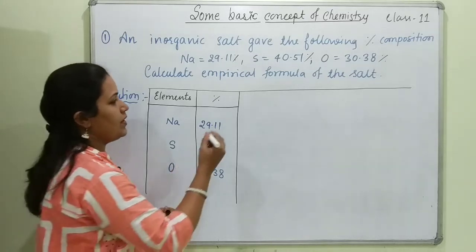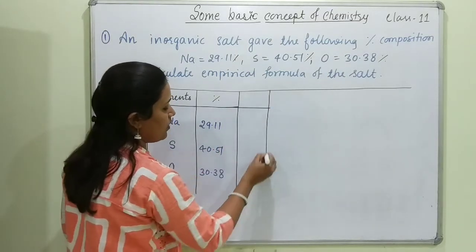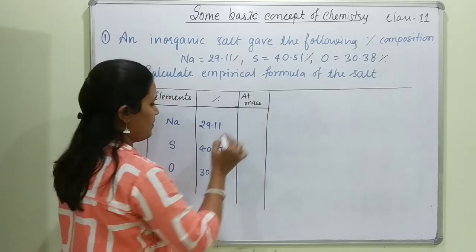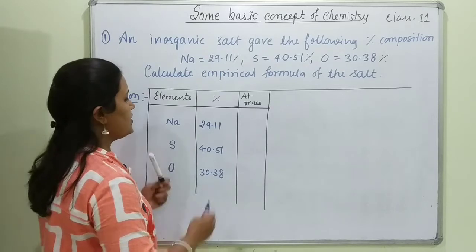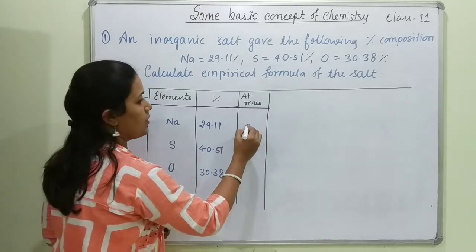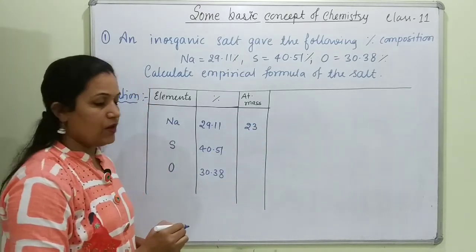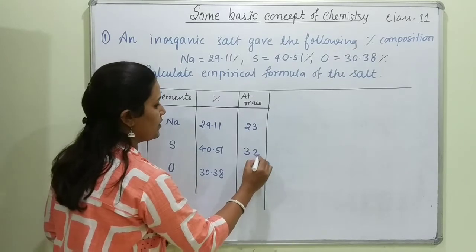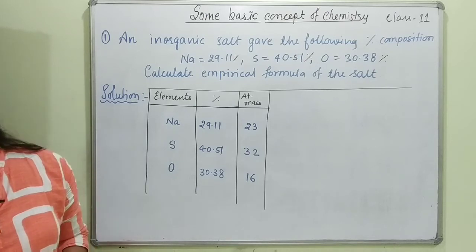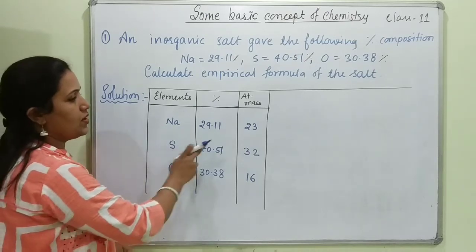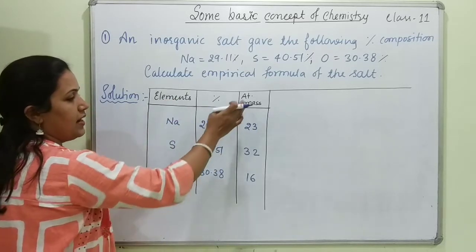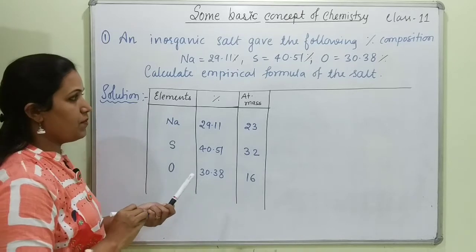Now next we will write the atomic mass of the element. As we know, the atomic mass of sodium is 23, the atomic mass of sulfur is 32, and the atomic mass of oxygen is 16. I hope you understood all three steps: the first step is writing elements, the second step is writing percentage, and the third step is writing atomic mass.